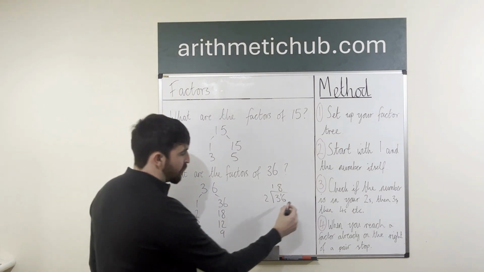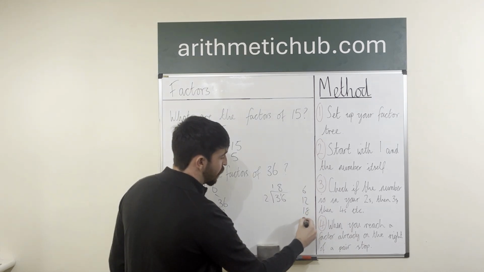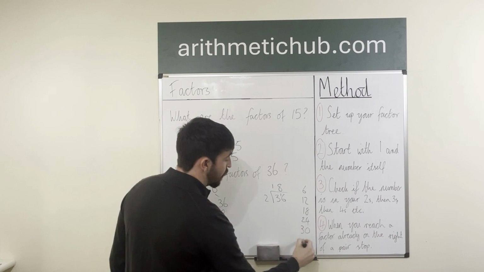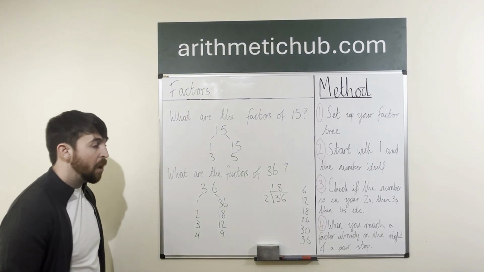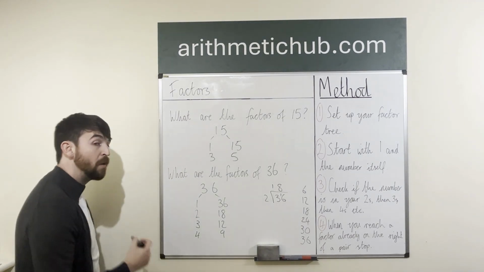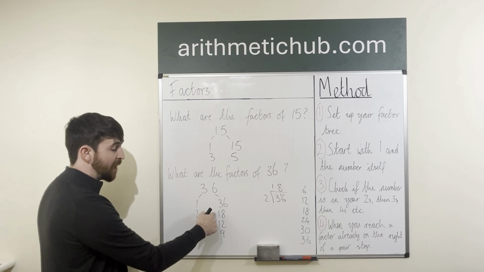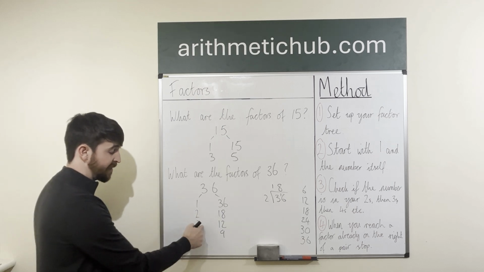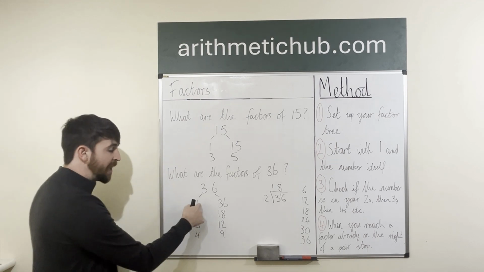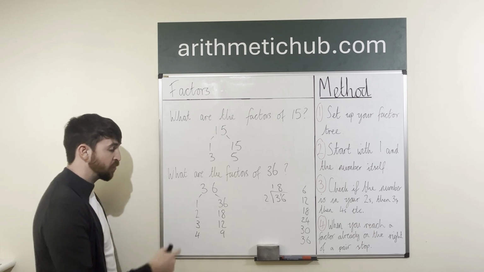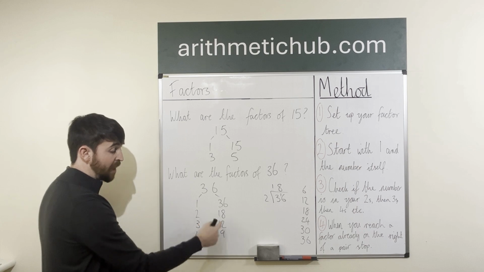I'm just going to write these down to check. 6, 12, 18, 24, 30, 36. Yes, 36 is in my 6s, but here's the thing with this. Most of these are factor pairs. 1 times 36 makes 36. 2 times 18 is 36. 3 times 12 is 36. 4 times 9 is 36. But these are individual factors, so the factors would be 1, 2, 3, 4, 36, 18, 12 and 9.